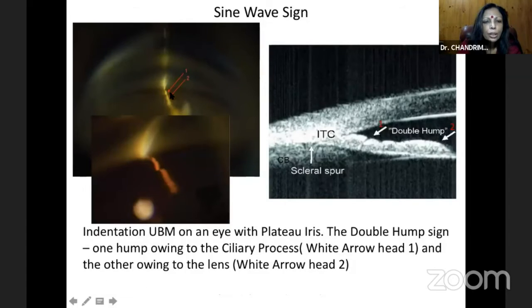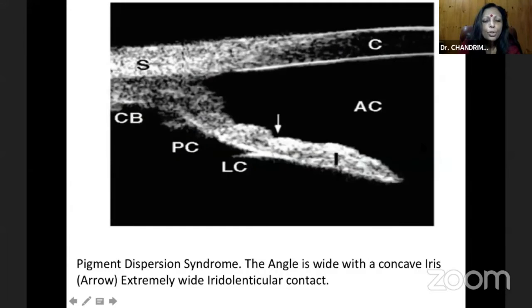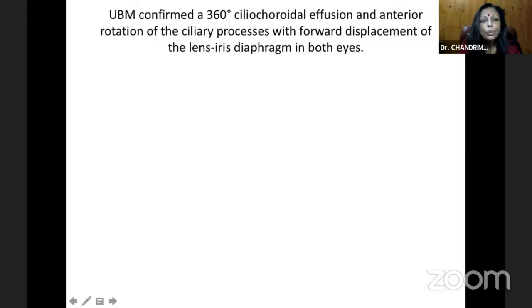And this is actually the gonioscopy part of it, the double hump that you see, the sine wave sign, and that's the UBM part of it. That's one hump owing to the ciliary processes and the other owing to the lens. So in pigment dispersion syndrome, the angle is wide with a concave iris, extremely wide, iridolenticular contact. Next, we move on to UBM confirmed at 360-degree.